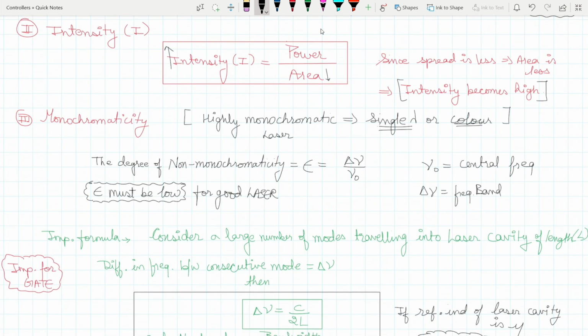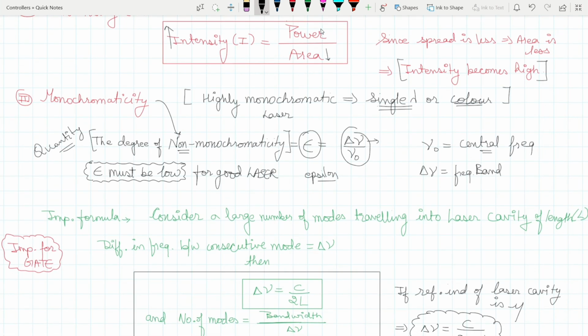There is one quantity for the measurement, and this quantity is known as the degree of non-monochromaticity, which is denoted by epsilon. It is nothing but delta nu by nu naught. Here delta nu is the bandwidth, or frequency band, and nu naught is the central frequency. With this formula, you can calculate the degree of non-monochromaticity. You must remember that this is the degree of non-monochromaticity, so it is the vice versa of monochromaticity. Epsilon must be low for a good laser. We don't want our laser to be non-monochromatic in nature, so epsilon must be small.